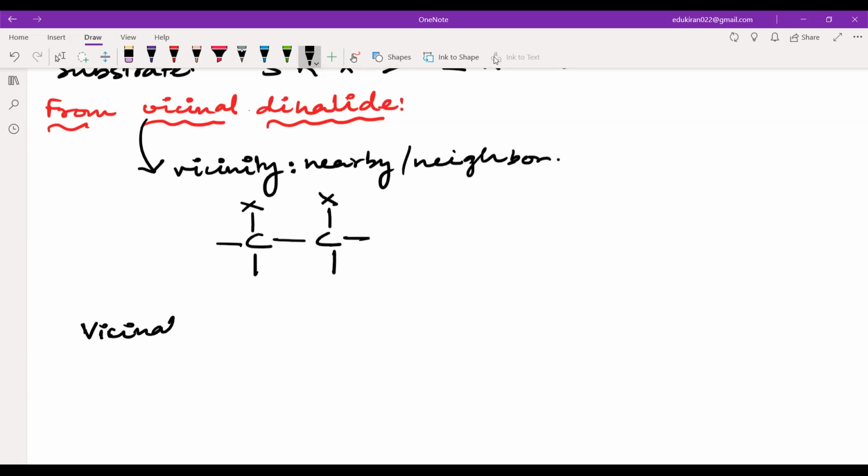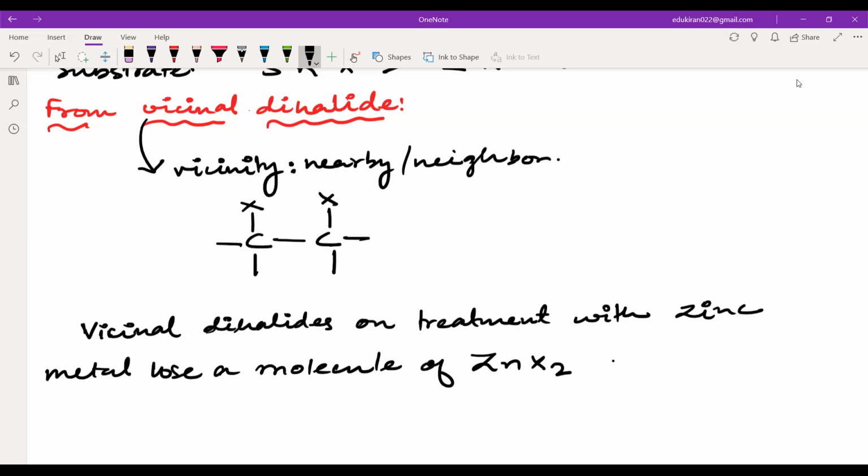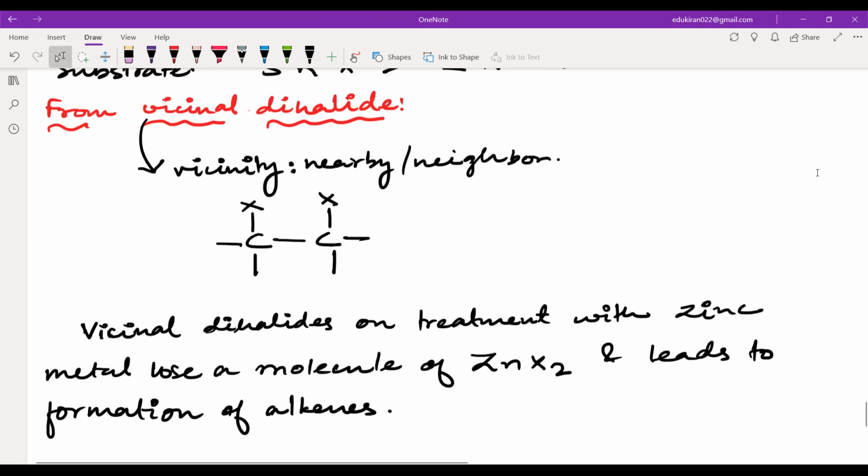Vicinal dihalides on treatment with zinc metal lose a molecule of ZnX2 and lead to the formation of alkenes.